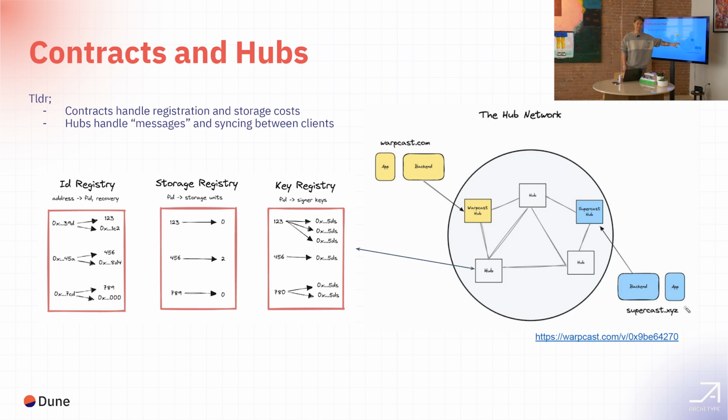Once you have the IDs and the keys and the storage units, now you can move into hubs. Hubs are the actual code, and the code that you run hubs with is called Hubble. It's kind of the same thing as Geth. The hub will read from these on-chain contracts to know who has permissions to sign, who has what ID, and, for the given ID of a user, whether they have enough storage units to cover a message or a cast.